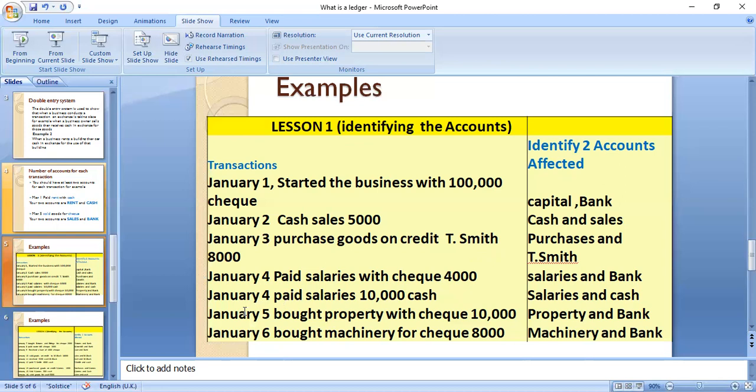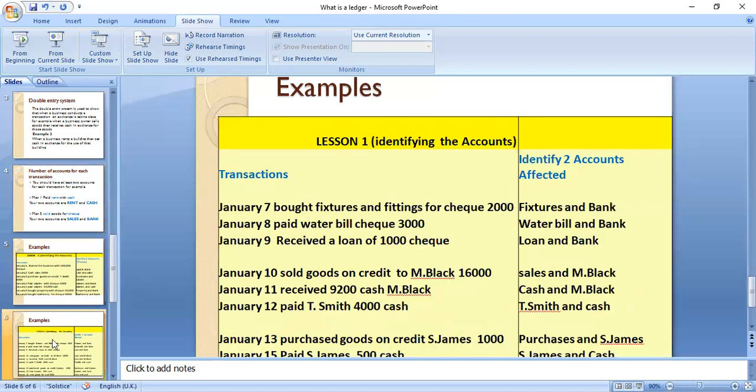The next one is January 5th, and it said bought property with check $10,000. The two accounts affected are property and bank. Check means bank, right? On January 6th, we bought machinery for check. So the two accounts affected here are machinery and bank, right? Check means bank. So as you can see, for all the transactions that we have done here, we are creating two accounts, or we are making two postings for each.